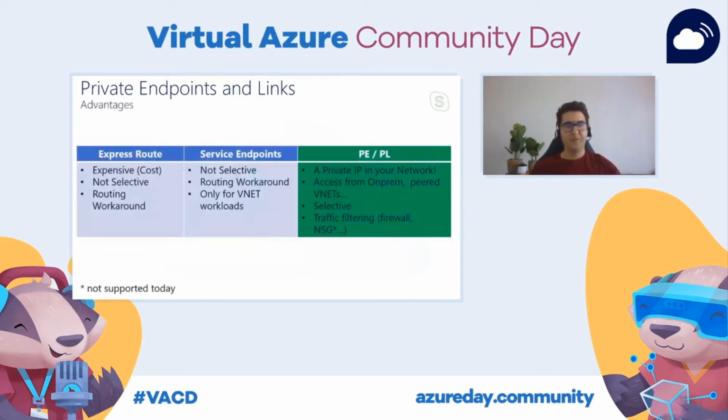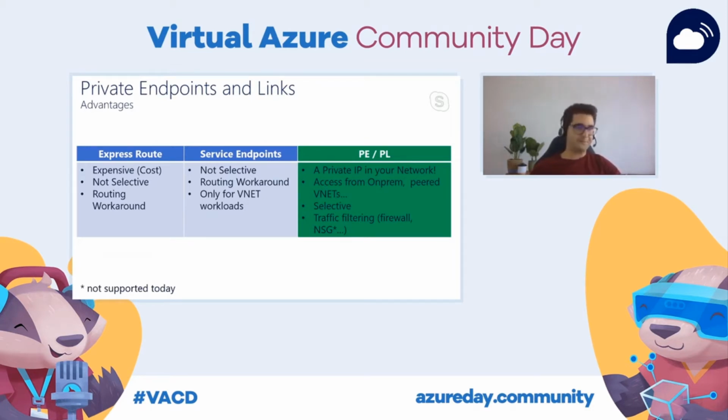The advantages of private endpoints and private links compared to service endpoints and ExpressRoute is that you have a real private IP address in your private network. You can access from on-premises, from peered virtual networks, through ExpressRoute, through VPN, for example. It is selective, which means that you choose which service to enable private endpoints for. And finally, you can do some traffic filtering via a firewall or NVA. Today, network security groups do not support private endpoints and private links.